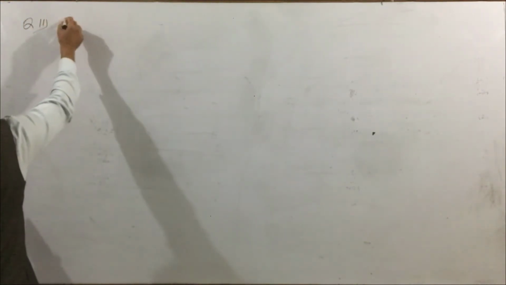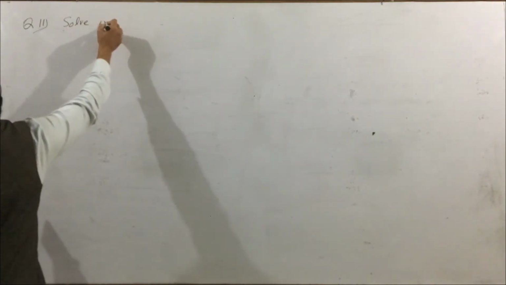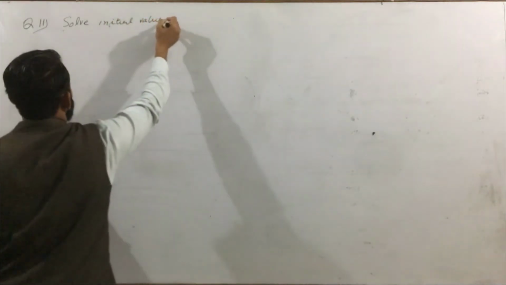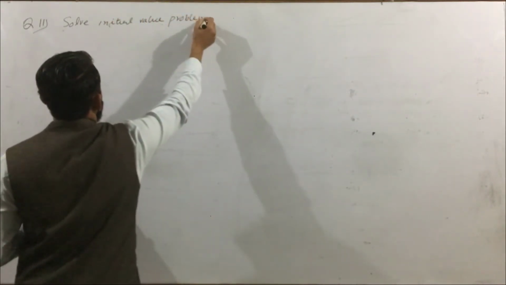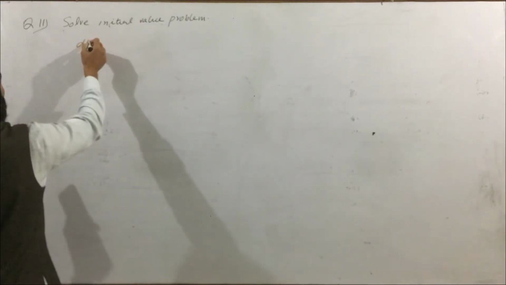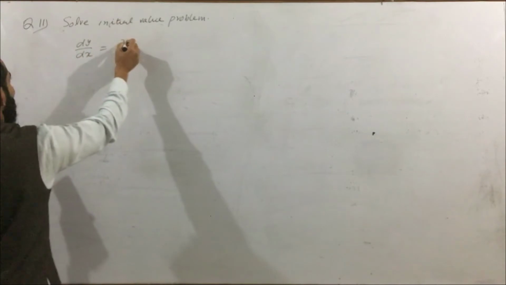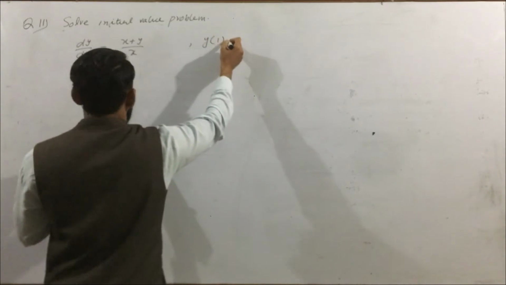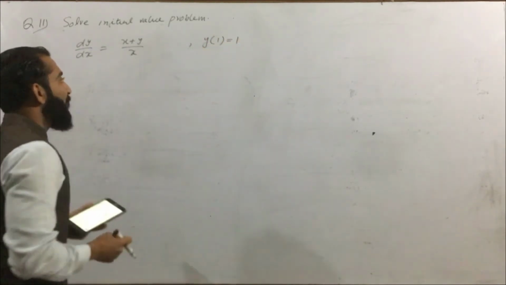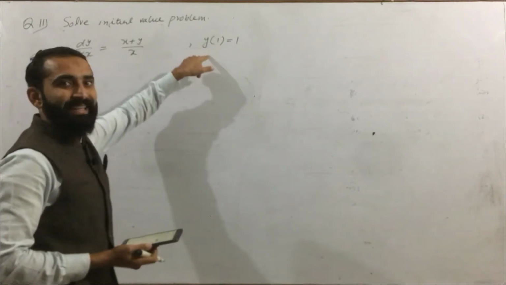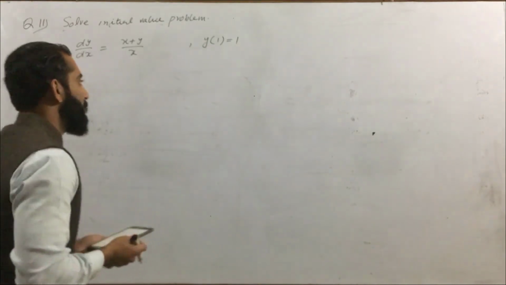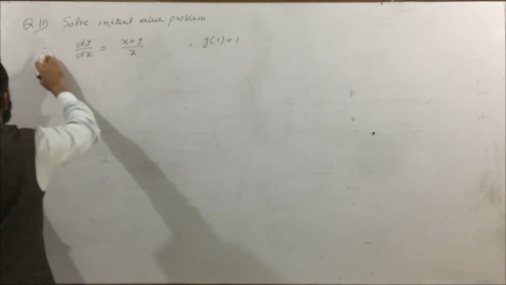Question number 11. Solve the initial value problem. Which one? dy over dx is equal to x plus y divided by x, and the initial condition given is y of 1 is equal to 1. It means that when we apply the value of x is equal to 1, y yields as 1. If x is equal to 1, then y is equal to 1. This is the meaning of the initial condition.